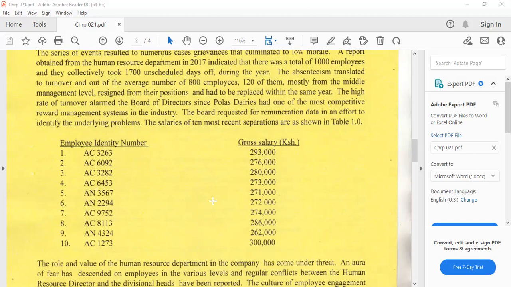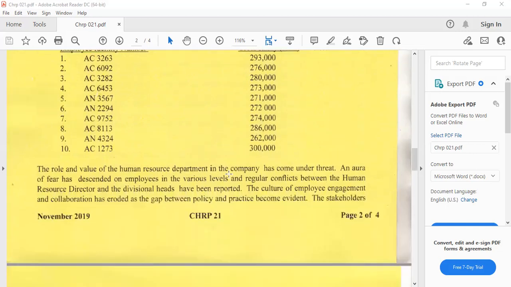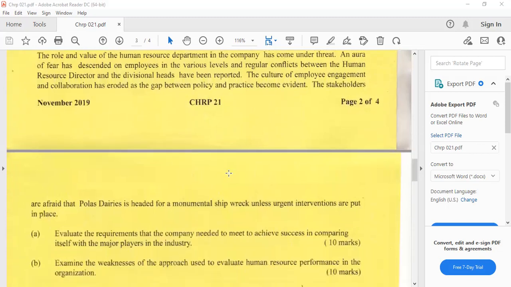The board requested for remuneration data in an effort to identify the underlying problems. The salaries of 10 most recent separations are shown in table 1. Do I need to read those? No. Okay.